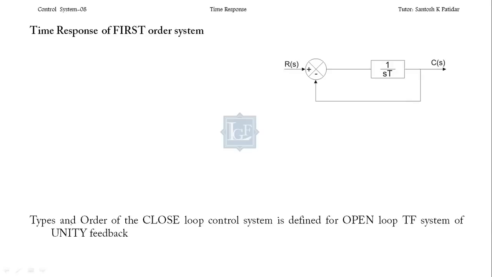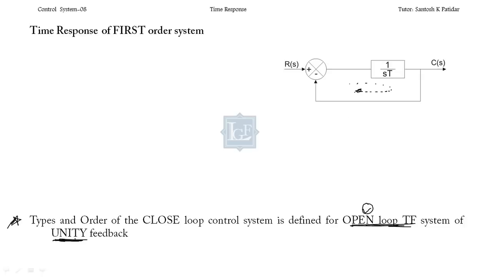So the point is, types and order, please note down this point. Types and order of the closed loop control system are defined for the open loop transfer function of the unity feedback system. And this should be unity feedback, very very important. Two things should be there: you have to consider the open loop transfer function, and the entire closed loop system should have unity feedback.